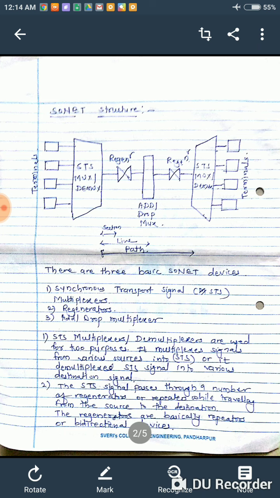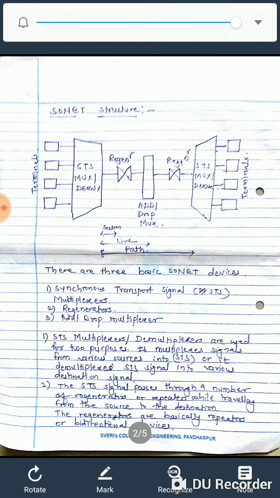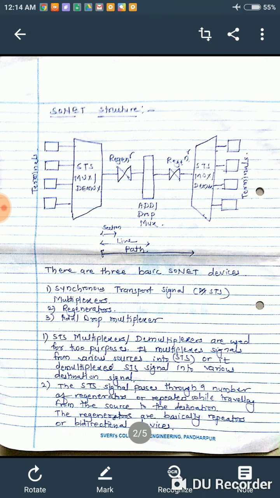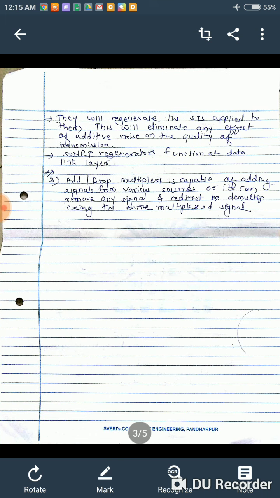Suppose let us consider now that the STS block is acting as a multiplexer. So there are four terminals, meaning four signals are there at the input of the STS multiplexer. Those four signals are multiplexed and a single output is given to the regenerator. The regenerators are basically repeaters or bidirectional devices. So the signal is transmitted through the regenerator and it is given to the add or drop multiplexer.